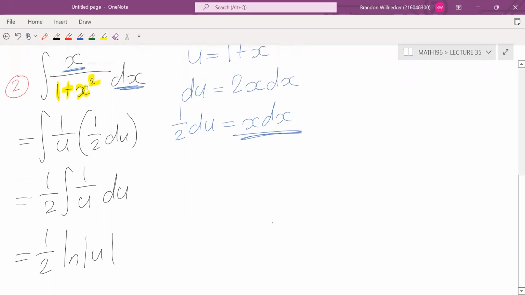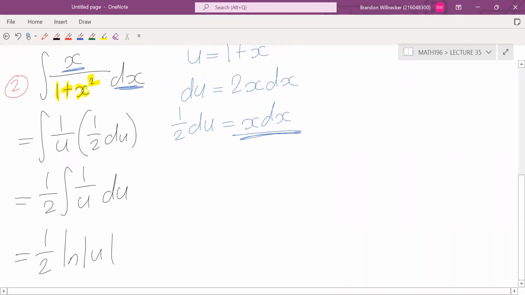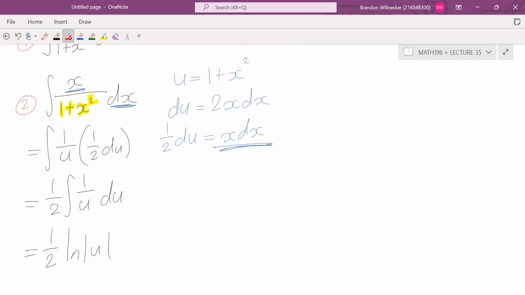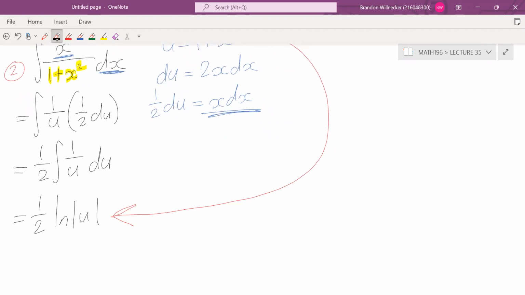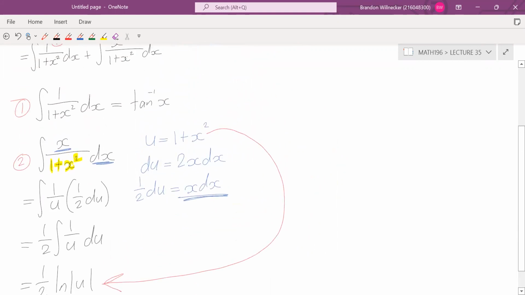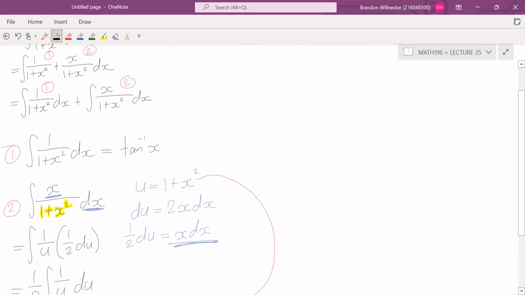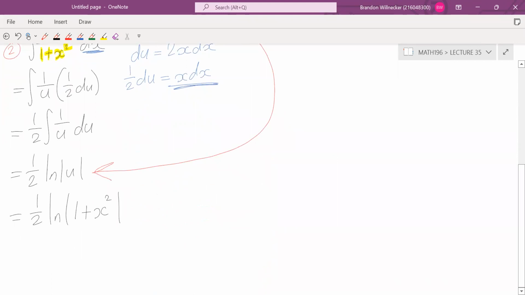Okay, but we're not done yet because we've got this in terms of u. What we really want is this in terms of x. So let's put that back. So this is going to be 1/2 the natural log of 1 plus x squared. Okay, so we've got the answer for part 1. We've got the answer for part 2. So now we can just add them together.